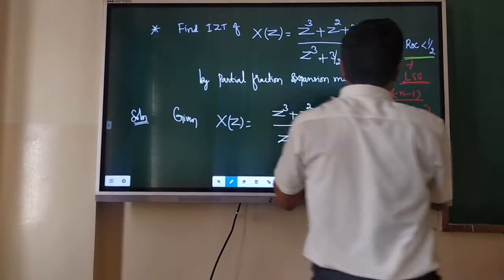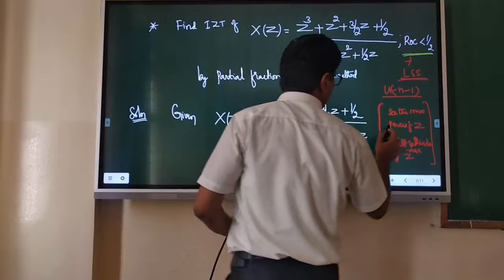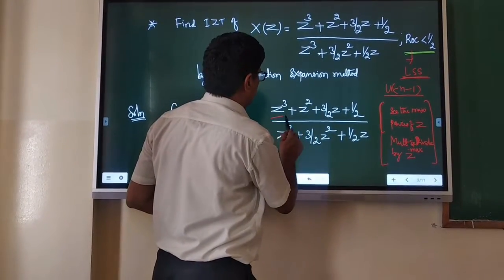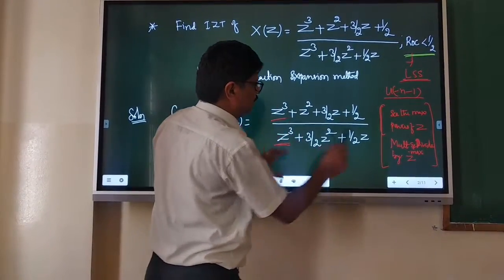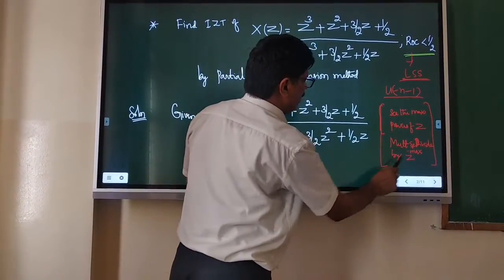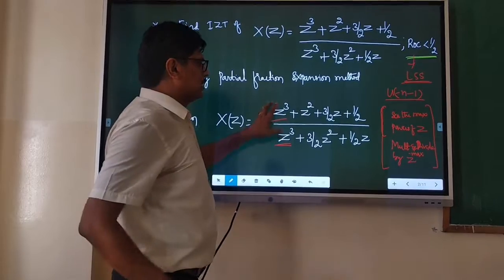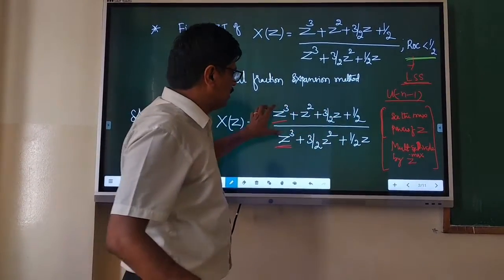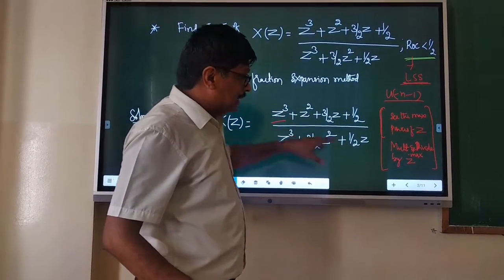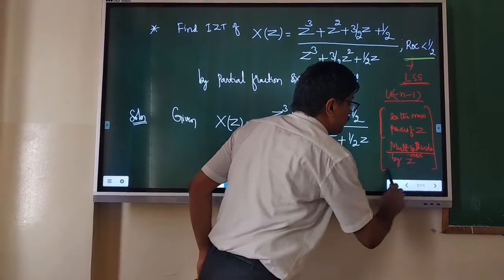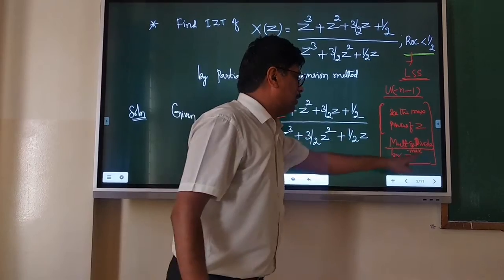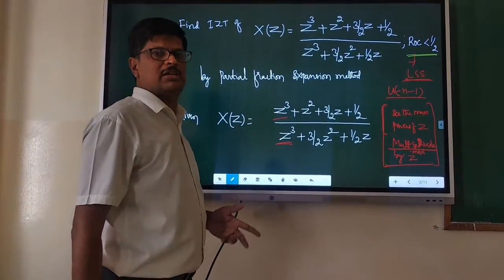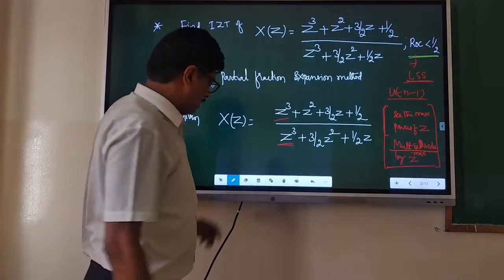Now immediately see the maximum powers of z in the numerator and denominator. The maximum power of z is 3. Multiply and divide immediately. Whenever you get positive powers of z, instead of z to the power minus 1, minus 2, minus 3 normally, then for simplification purposes you should always multiply and divide by z to the power minus the maximum power. Here it is z^-3. You have to multiply and divide.